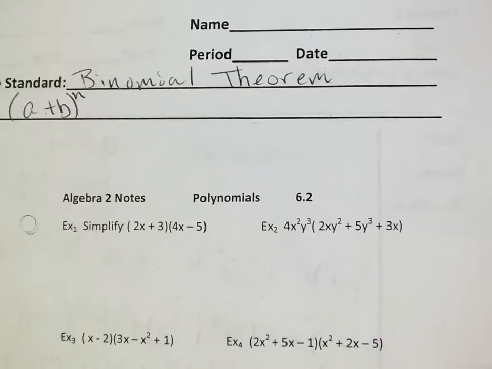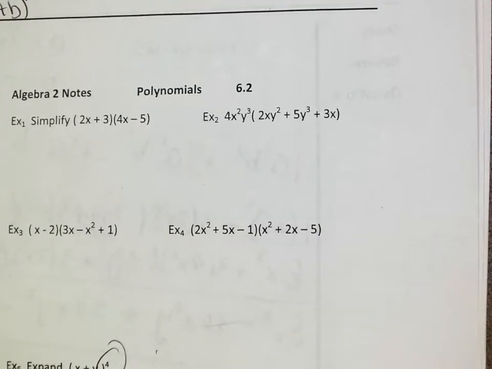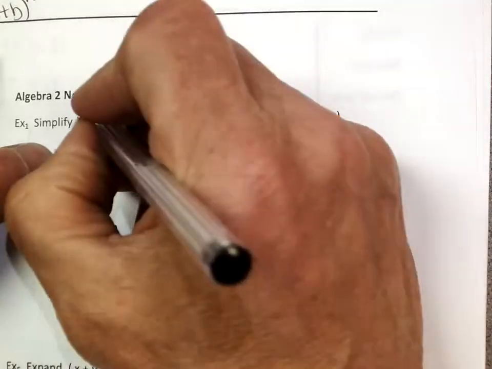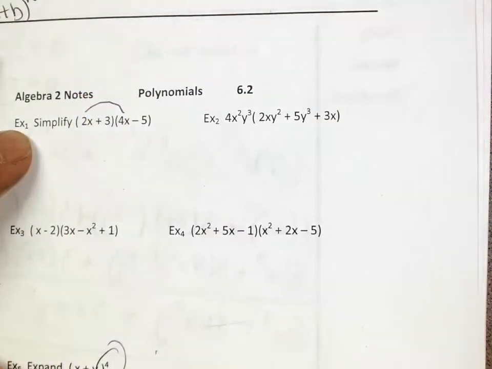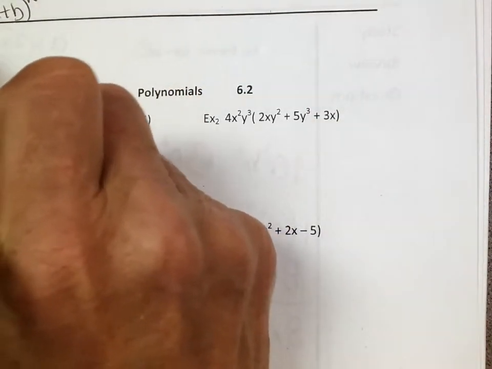Okay. So, example 1. It's just FOIL, right? So what are we doing? We're just multiplying polynomials, say. So 2x times 4x is an 8x squared, right?